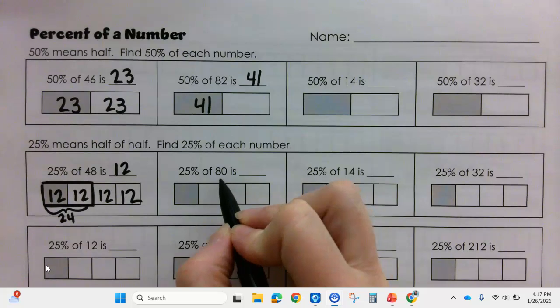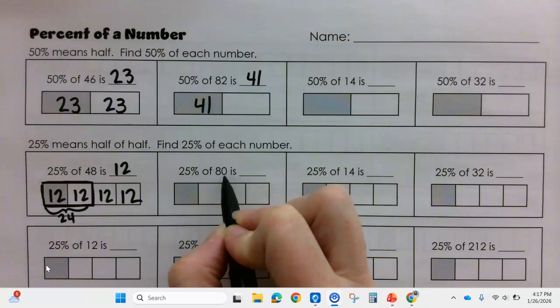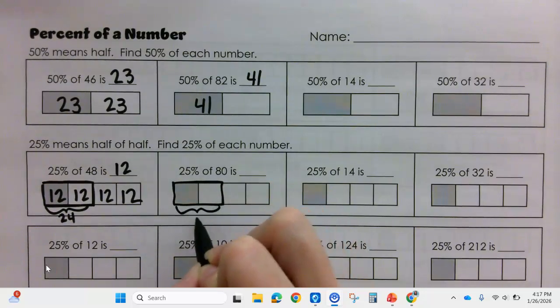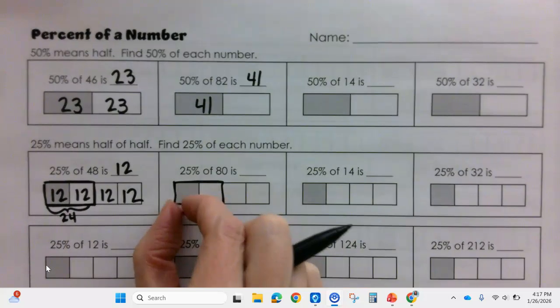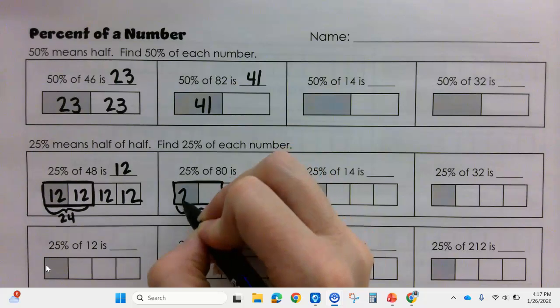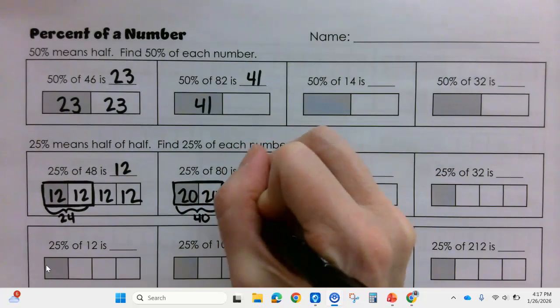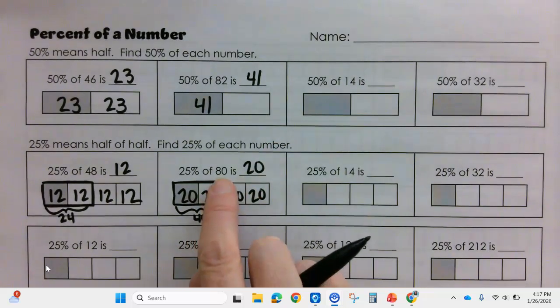All right, so for 80, if we want to find 25% of that, we would first find half. And half of that is 40. And then we're going to find half of that. Half of 40 is 20. And then again, if you want to check, you could fill them all with the same thing. 20, 40, 60, 80, and that equals our total.